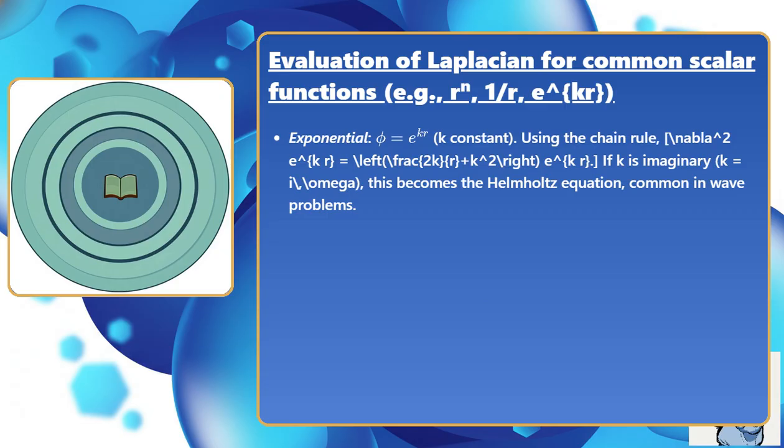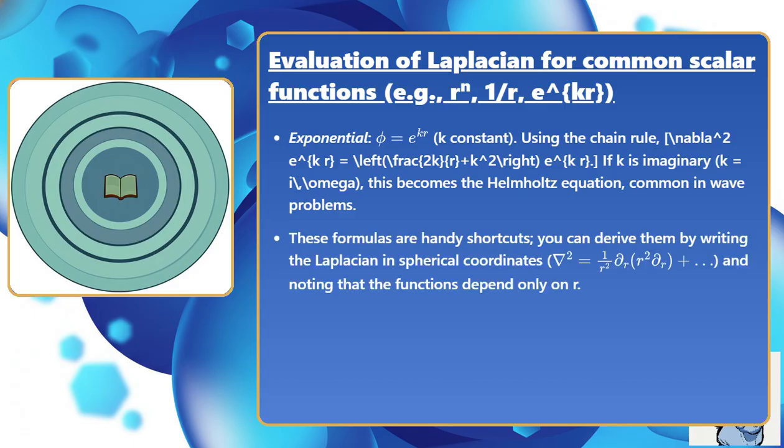Exponential. Phi equals e to the kr, k constant. Using the chain rule, nabla squared e to the kr equals 2k over r plus k squared times e to the kr. If k is imaginary, k equals i omega, this becomes the Helmholtz equation, common in wave problems.